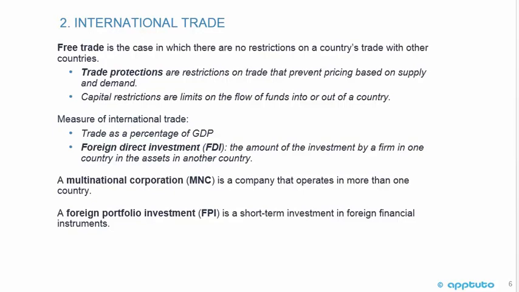Another measurement of international trade is FDI, foreign direct investment. That is the amount of the investment by a firm in one country in the assets in another country. Okay. A multinational corporation, MNC, is a company that operates in more than one country. And finally, a foreign portfolio investment, FPI, is a short-term investment in foreign financial instruments. So short-term is probably a key word there.